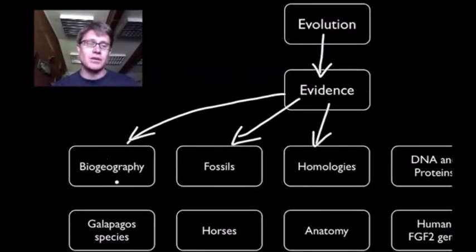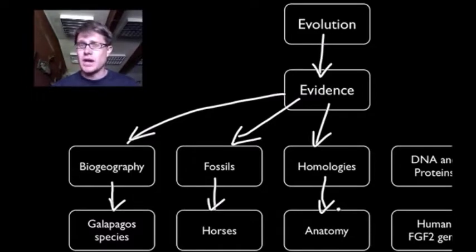Number one is biogeography, in other words, where living things are found. I'll talk specifically about the Galapagos Islands. Next, he talked about fossils. For example, I'll give you horse evolution over time. Next, homologies, or those are characteristics that organisms have that show common ancestry. I'll talk about both homologous structures and vestigial structures.